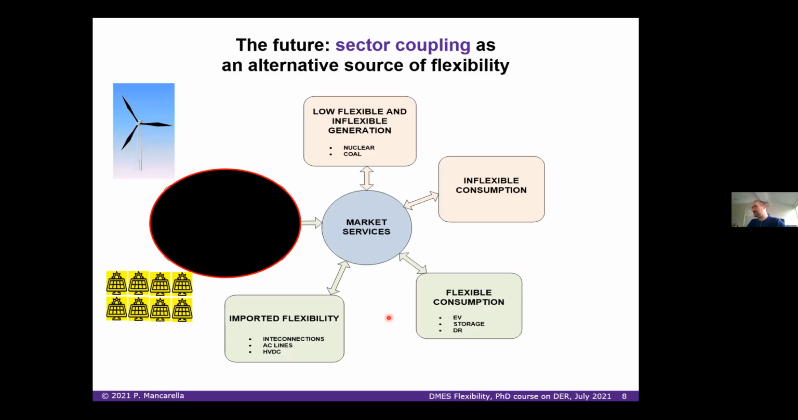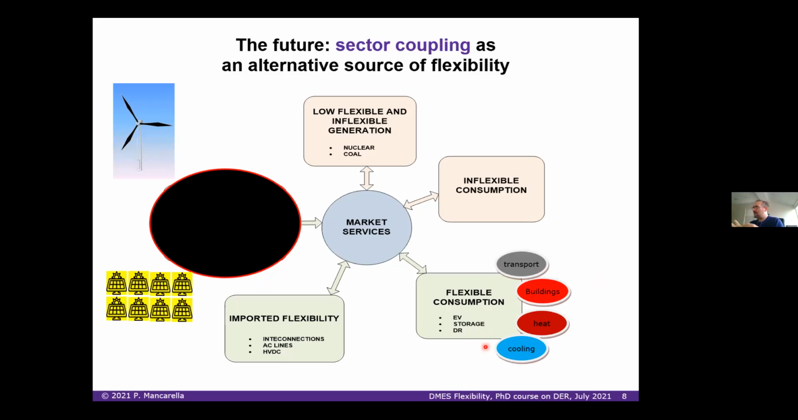When you look at this from the point of view of flexibility, we realize that everything we said before in terms of flexible consumption on the demand side suddenly becomes true in terms of interfaces with the other energy systems. So what we call sector coupling is really electricity coupled to other energy sectors.